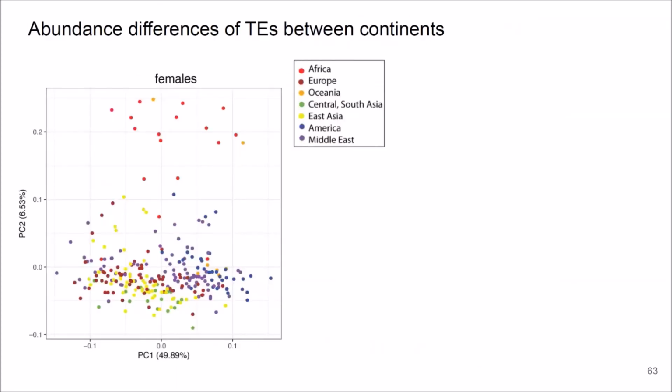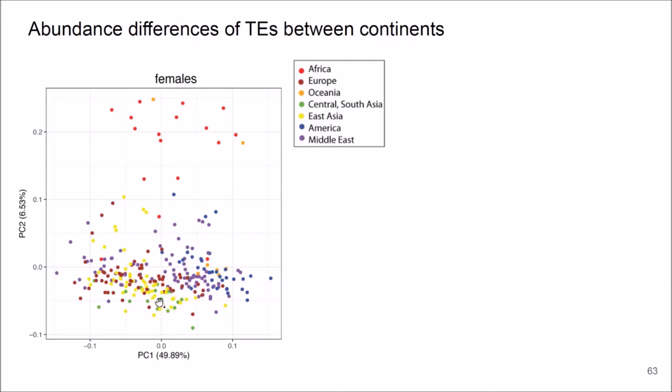So this is a principal component analysis of the relative abundance of all transposable elements for all the different individuals, colored by their continent of origin. And what you can see is that Africa, shown here in red, actually differentiates pretty clearly from pretty much everything else for the female samples. And you can also see a nice gradient here for this principal component, that there is a lot of shared variation, but also some difference going from the Middle East towards East Asia, with Central South Asia somewhere in between.